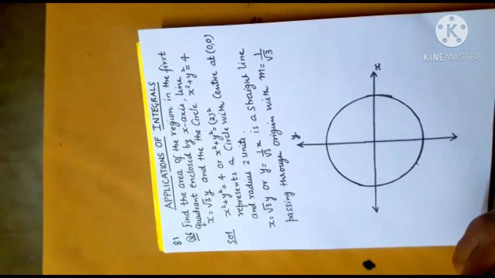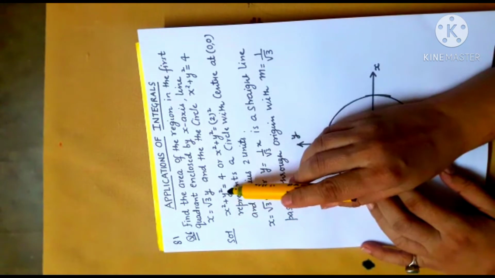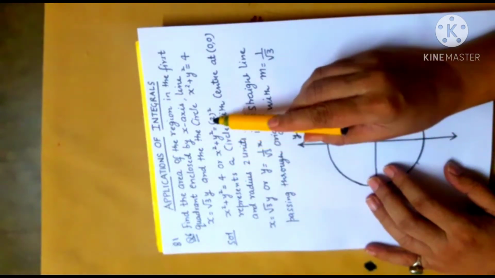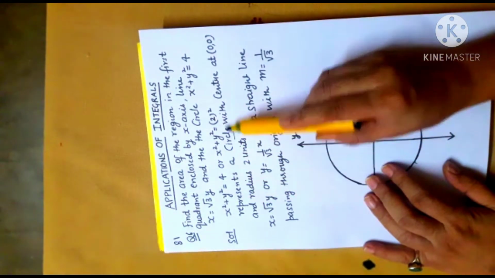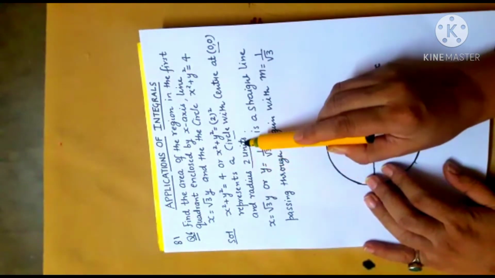Yes, first we have to draw the figure. So here x square plus y square equals 4. I can write this as x square plus y square equals square of 2. And yes, it represents a circle with center at 0, 0 and radius 2 units.